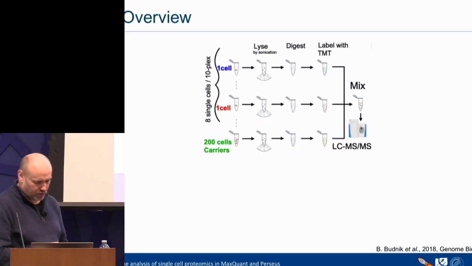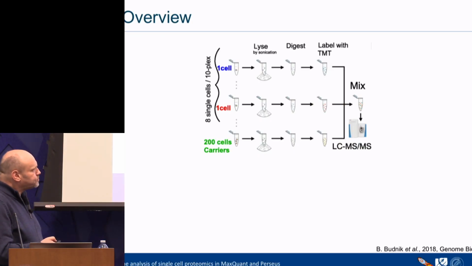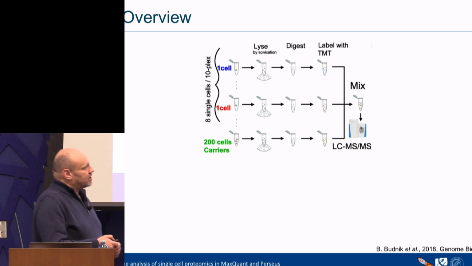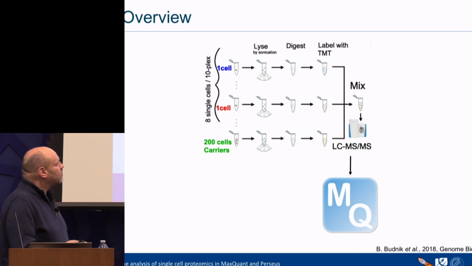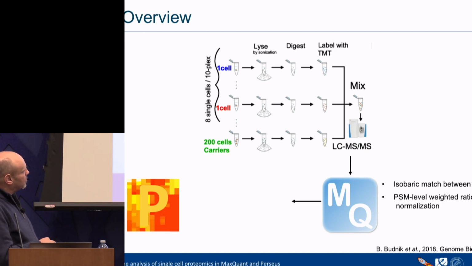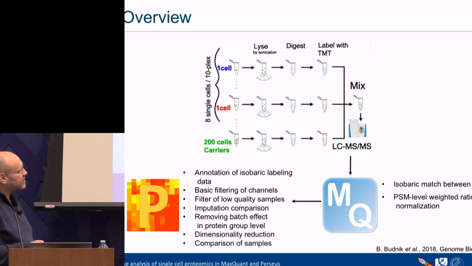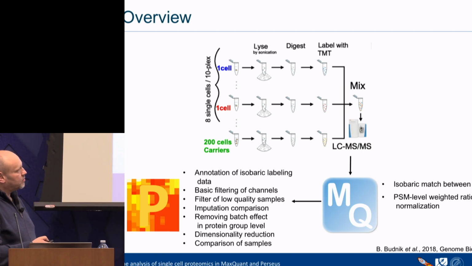So that's basically what we want to do. We want to support the TMT-based single-cell proteomics workflow and provide improvements in MaxQuant, which is essentially an improvement in the TMT workflow for MaxQuant, of course. And also, we have this other software called Perseus, to provide all the tools that are needed here to do the downstream analysis for the single-cell proteomics data.